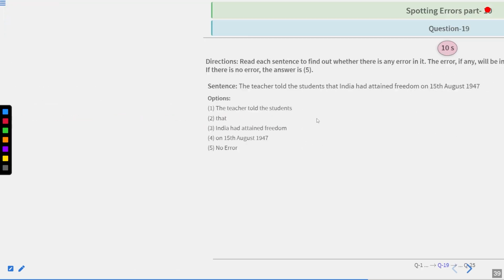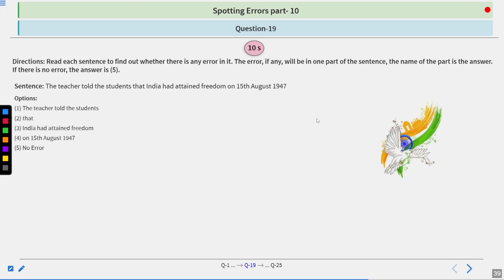Let's move to the next question. The teacher told the students that India had attained freedom on 15th August 1947. The options are given below. You have 10 seconds to spot the error.